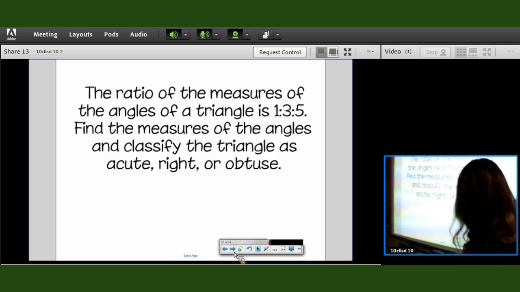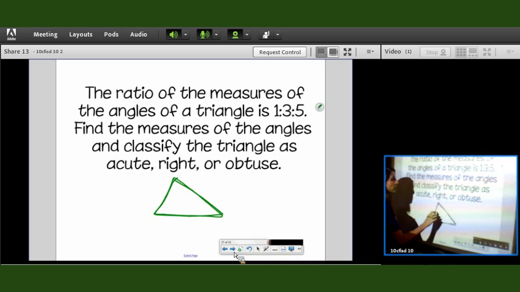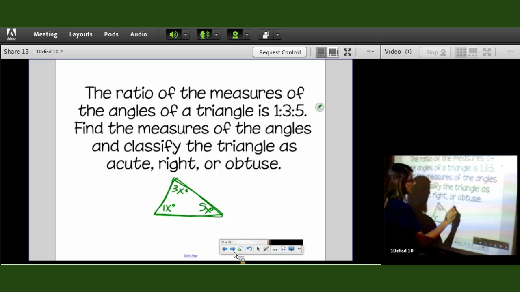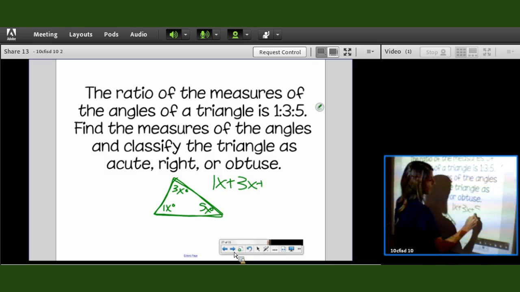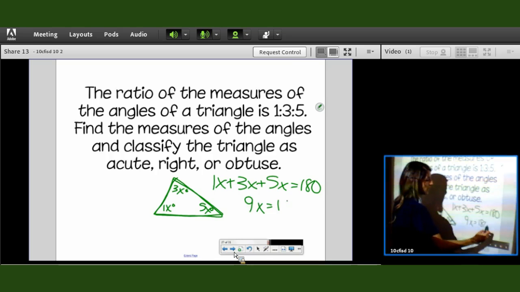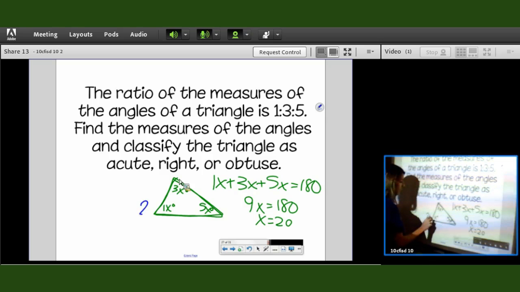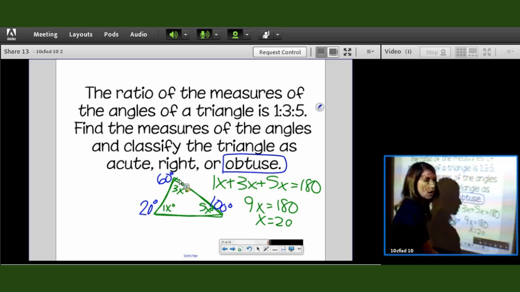Nice, guys. So when you see that word ratio, you think, oh, I attach an x to it. Because it's not the measure of the angle, but it's a representation of kind of like a factor, multiply. So we can represent our angles with 1x, 3x, and 5x. And then we know by the triangle angle sum theorem that they add up to 180. So 9x equals 180. X is 20. And then we plug it back in. So this angle is 20. This angle is 60. This angle is 100, making it an obtuse triangle.